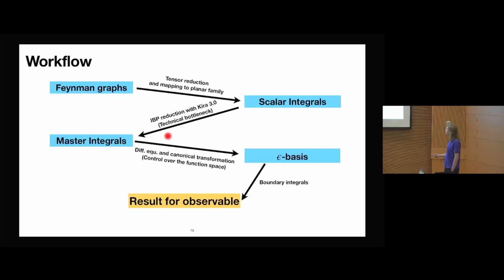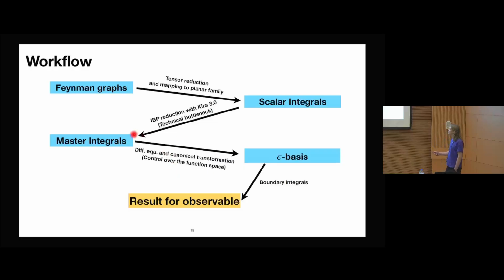Now we have the big problem in this calculation, the IBP reduction. Here we used a new version of the program Kira, and this is really the technical bottleneck of this computation. I think we used up to 300,000 core hours on a computer cluster. So in principle, this is a simple problem. There's nothing smart involved, it's just a technical problem.